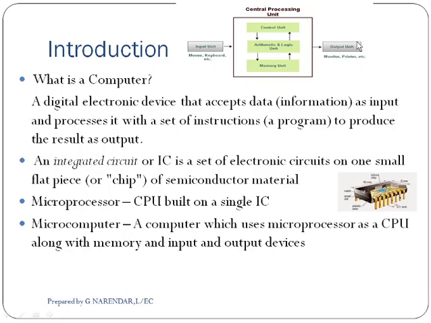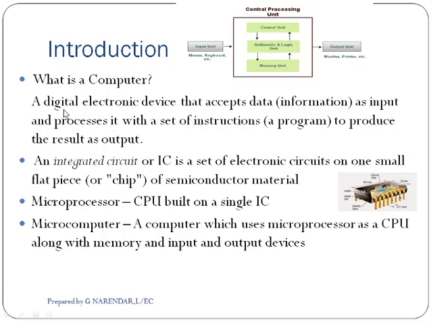That means the result 5 will be displayed on the output unit, say a monitor, or it will be printed using your printer. So this is the basic function of your computer, and how it accepts information through the input unit, processes it using your central processing unit, and gives output using your output unit. So what is a computer?